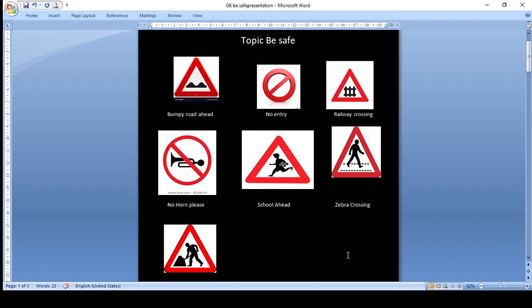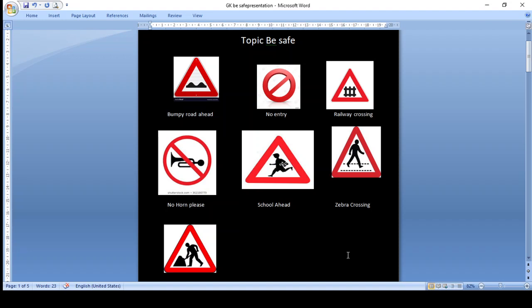A good driver, signs and symbols. A good driver always obeys the road instructions. Doraemon will help you to guess what these road signs and symbols mean. First one is bumpy road ahead. Okay. Second one, no entry. You might have seen these symbols on the way, right?